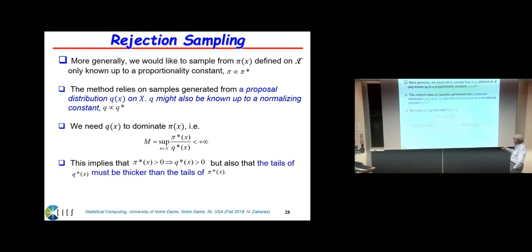This constant M, sometimes you won't be able to find it exactly, but the idea is if you can bound this ratio pi star over Q star by some constant M, then you're fine. You need to remember that this is an essential constraint. In regions where pi is positive, Q has to be positive. As we said last time, don't expect to be able to search the whole domain of pi of X if Q is 0 there. So if pi of X is greater than 0, the same has to be true for Q.